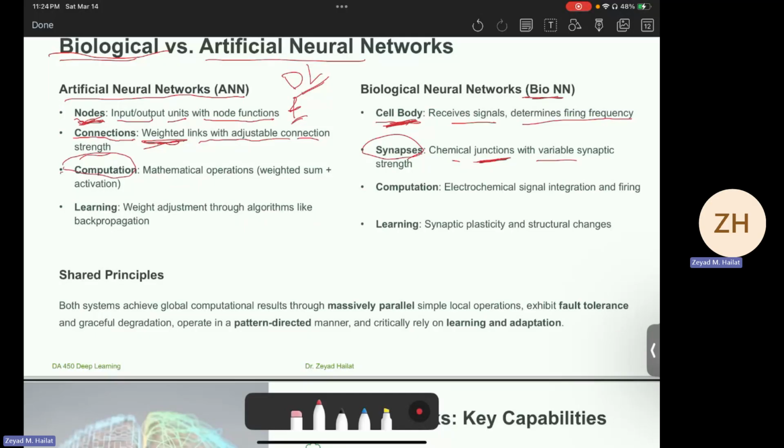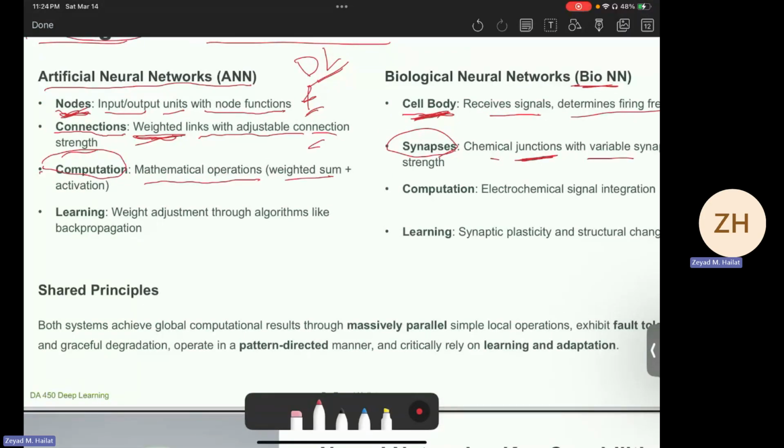Computation. In computation, artificial neural network is the mathematical operations. And remember, it was very basic and primitive computation. It's a weighted sum, which is a summation of weights and values, and then we add them up together. So this is the summation of weights and values plus activation. Remember, we take the output of this weighted sum with the bias, and then we feed it to the activation function. We'll talk about the activation function later on.